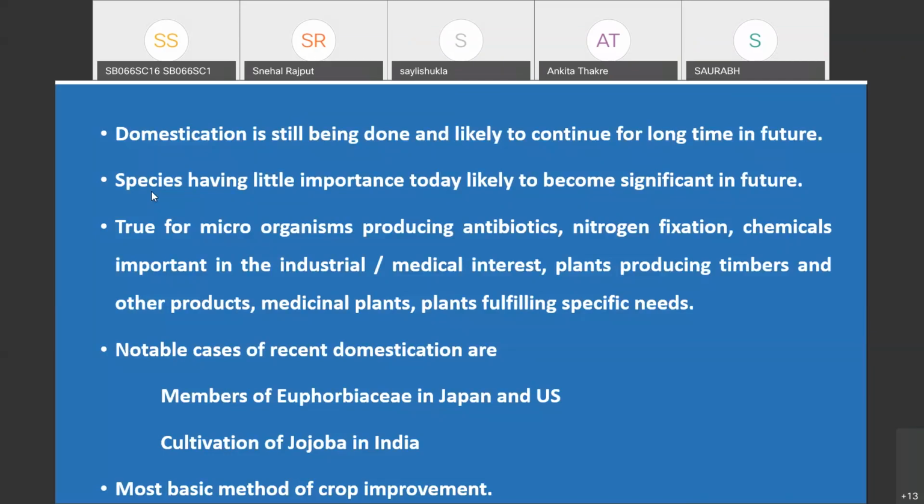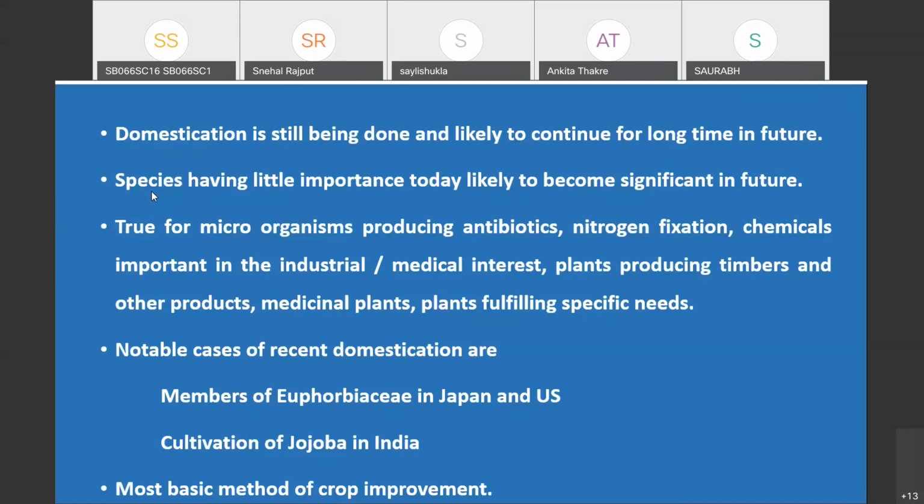That's why we are saying the domestication is still being done and likely to continue for a long time in the future, because the species having little importance today are likely to become significant in the future. And especially it is true for the microorganisms producing antibiotics, nitrogen fixation, chemicals important in industrial and medical interest, plants producing timbers, other products, medicinal plants, plants fulfilling specific needs.